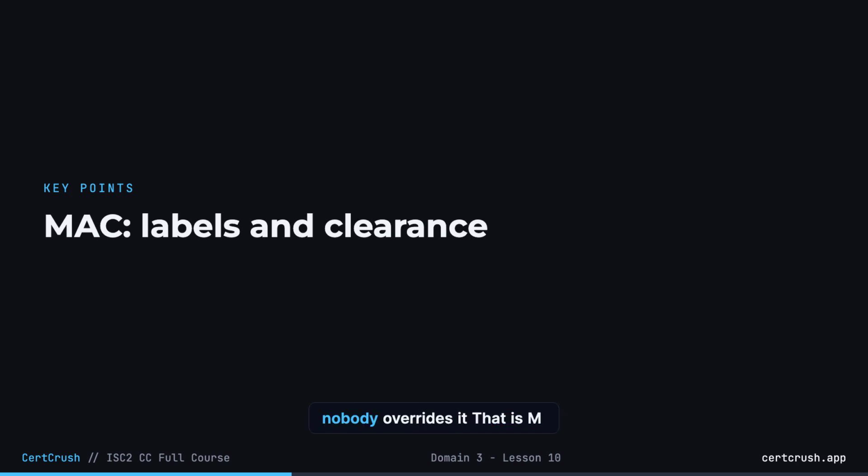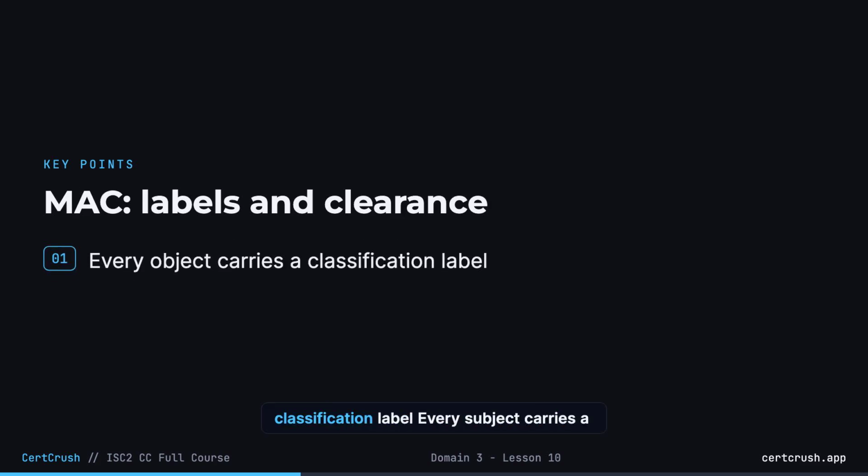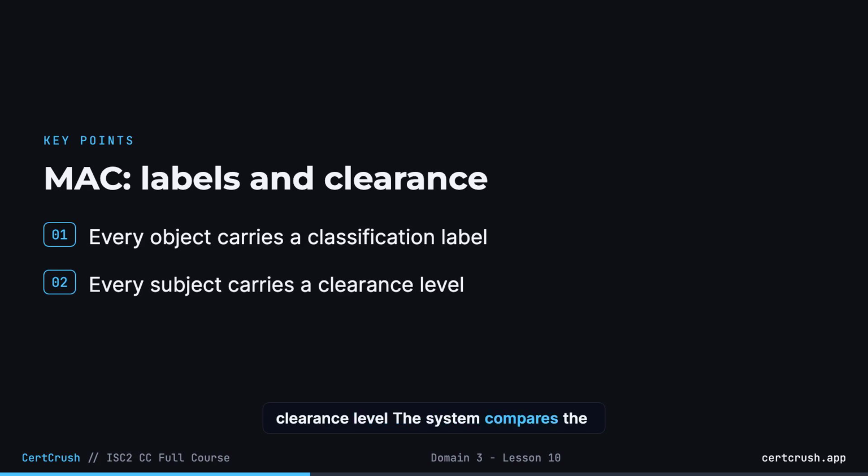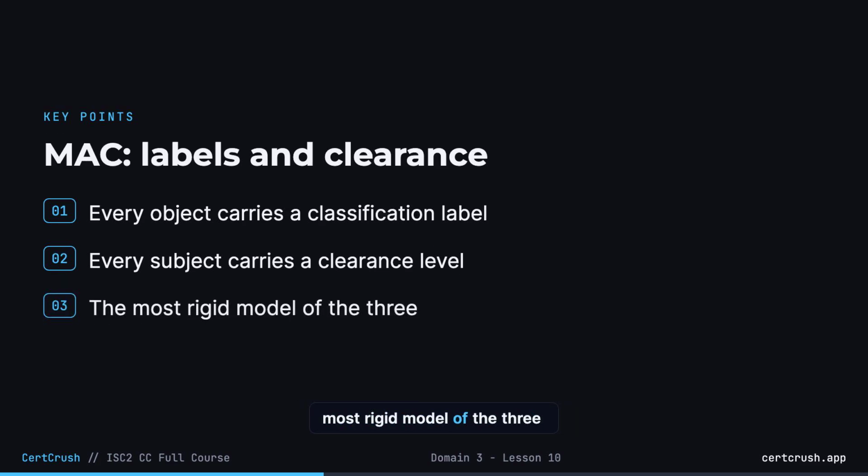That is MAC. Every object carries a classification label. Every subject carries a clearance level. The system compares the two and enforces the rule. No discretion, no exceptions. It is the most rigid model of the 3, which is why you find it in military, government, and classified environments. Remember the CIA triad? MAC exists to protect confidentiality when the stakes are national secrets.